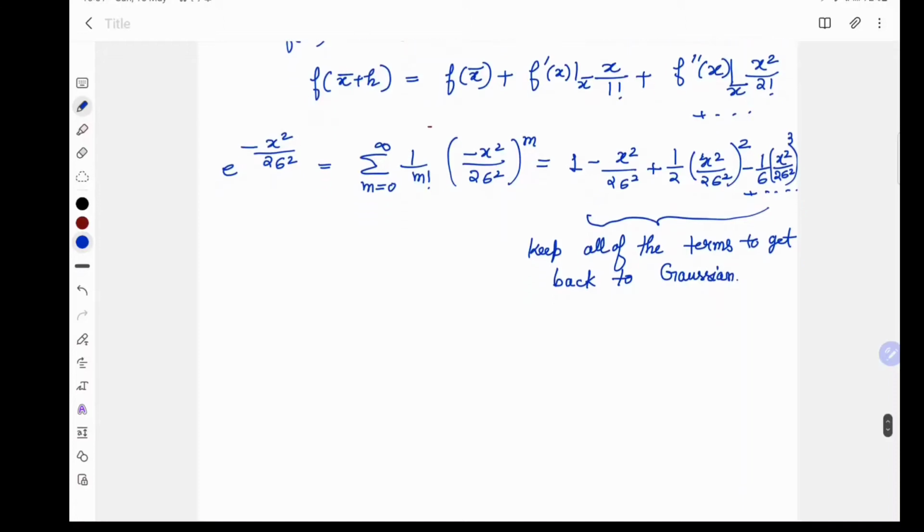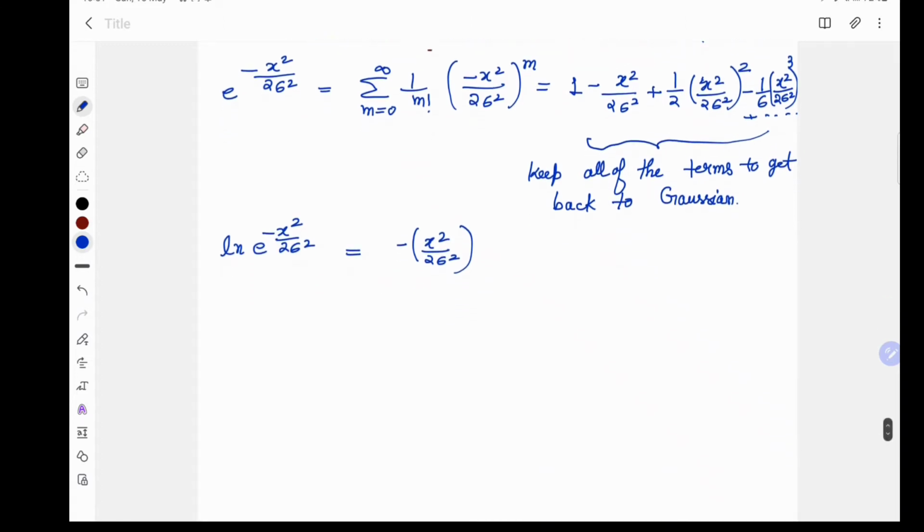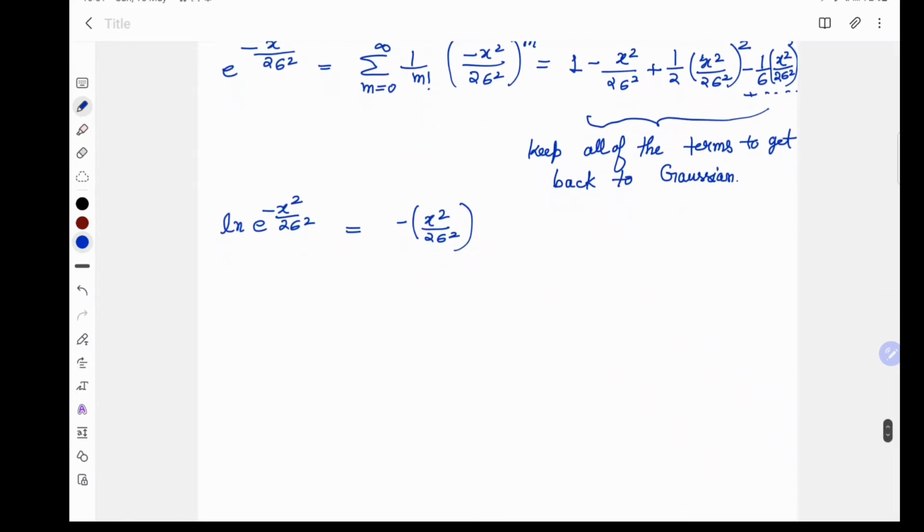However, if you take the logarithm of this quantity, log of exponential x square by 2 sigma square, then you have only one term, x square by 2 sigma square, and you can again expand it like a regular function which has a minima at some point, and you can Taylor expand it, and the higher order terms can be neglected.